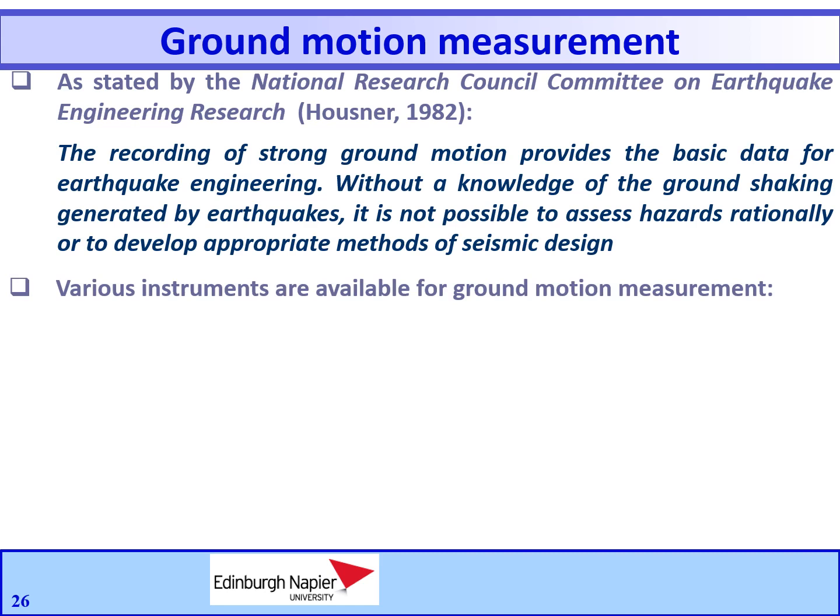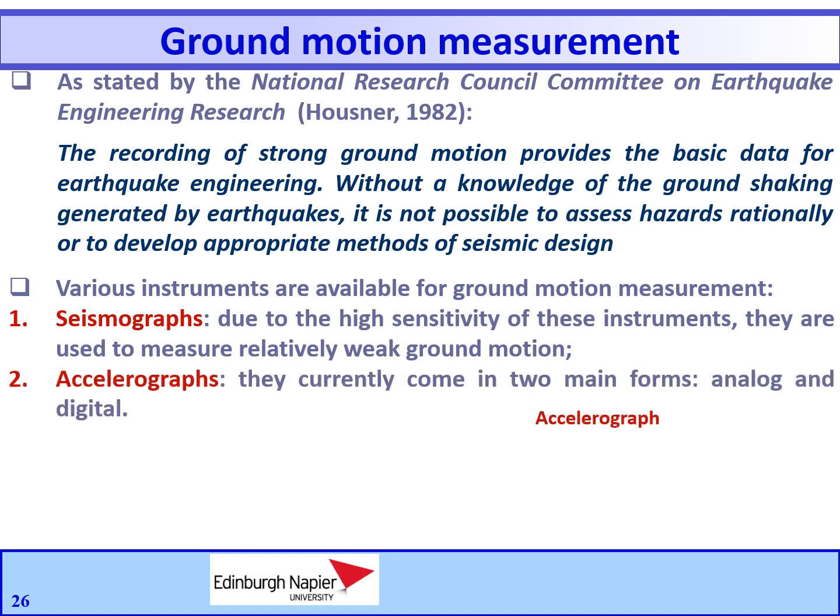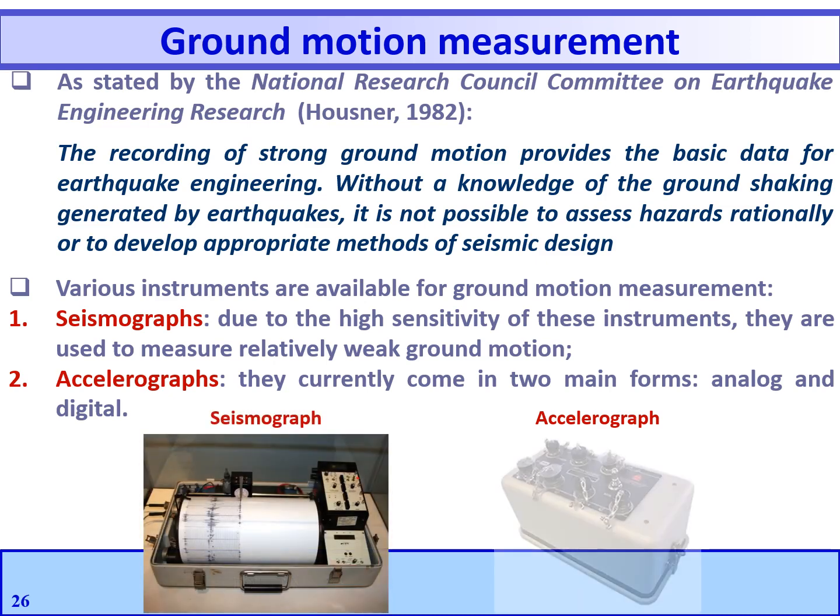Various instruments are available for ground motion measurements, and we are going to discuss two categories of those. The seismographs, which due to their high sensitivity are used to measure relatively weak ground motion, and the accelerographs, which currently come in the two main forms of analog or digital.